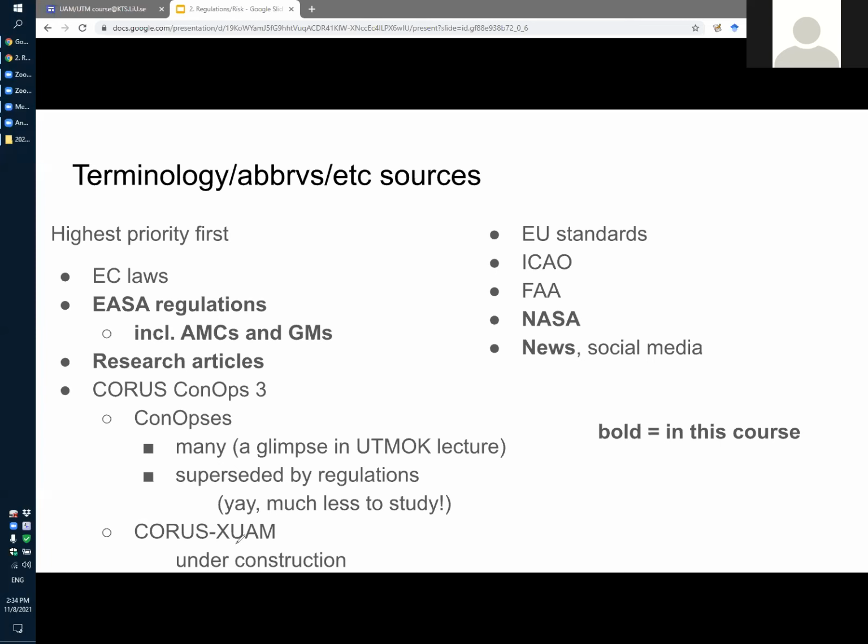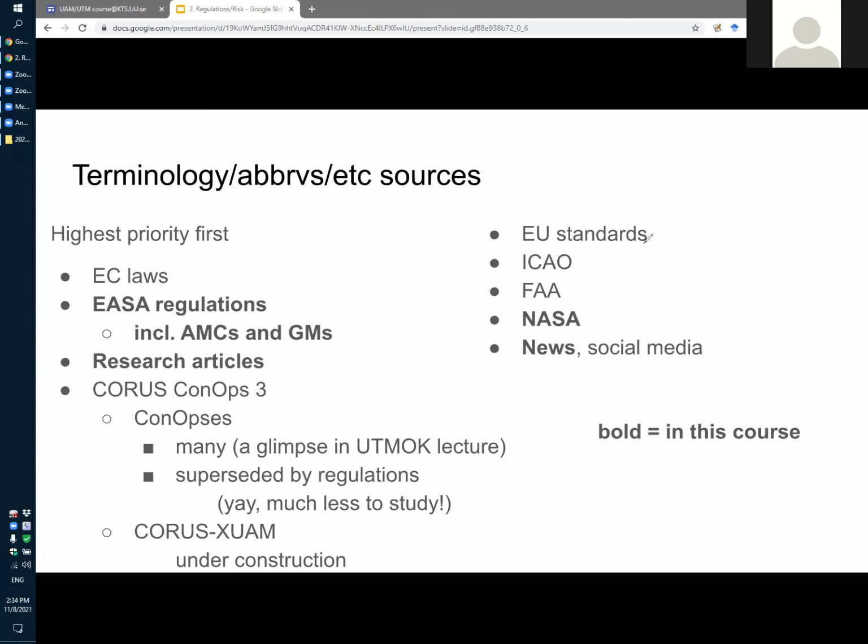Now, speaking of urban air mobility concept of operations, this project, CORUS extension to urban air mobility, is still going on. We are taking part in it. In fact, I briefly joined the meeting during the break, which I'm missing because of this course. Anyway, it's not there yet, but it's in the works. So regulations are most important; research articles, ConOps, not so much, but sometimes.